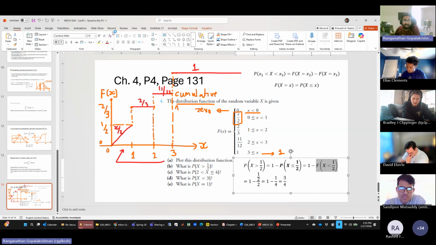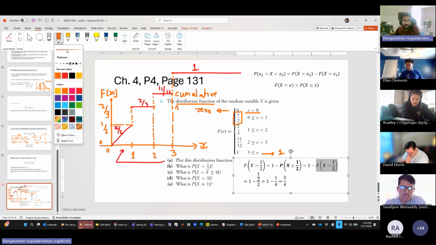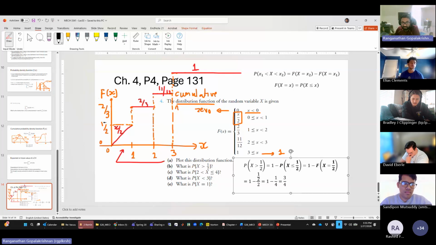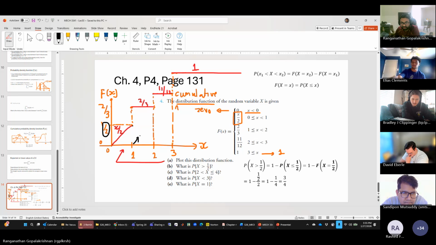You can also look at it very intuitively here. If you look at this graph, this is 1/2, which means this is the median. And between 0 to 1, the probability scales linearly. So if you take half the interval, you will get half of that probability. So 1/2 is the median, and then this must be 1/4. So 1/2 plus 1/4 is 3/4, which is what we get here.